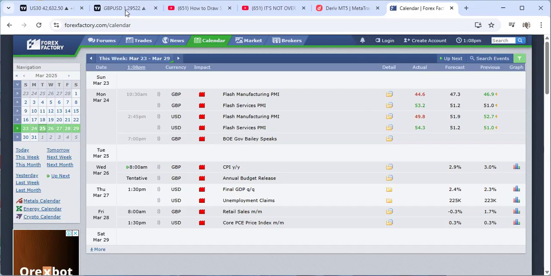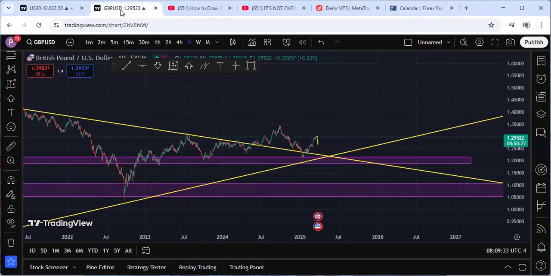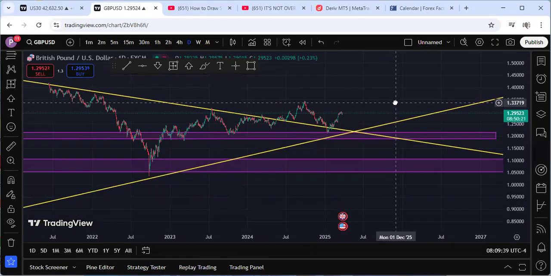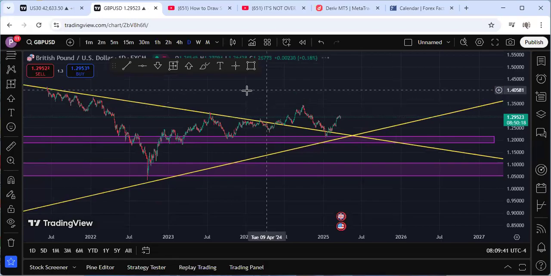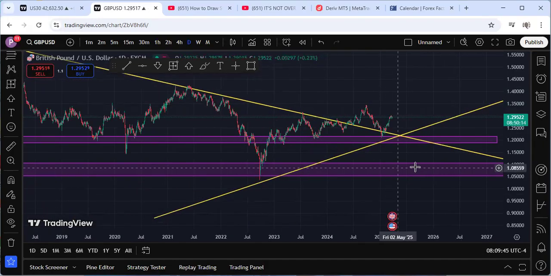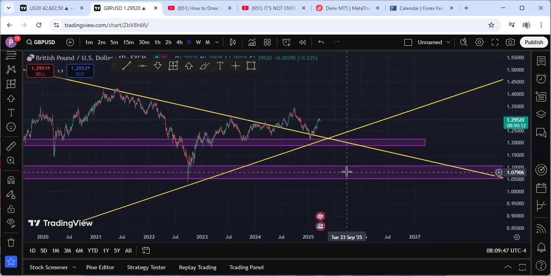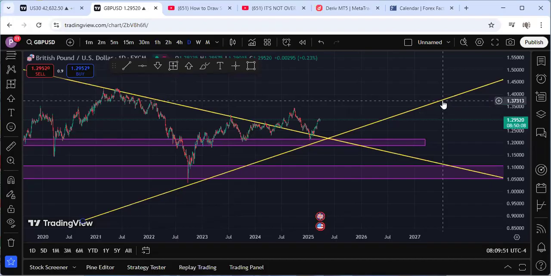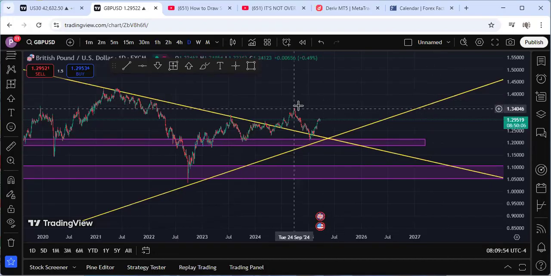So that's how you map out key levels on your chart. Once you map out these key levels on your chart, you are now trading like a professional. You're not just guessing, all right? You are trading like a professional because you know what you're doing.